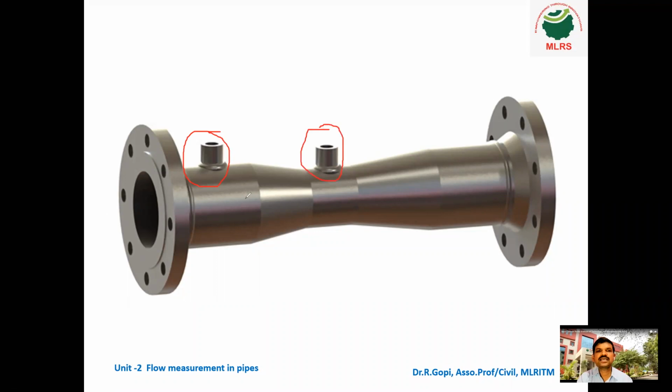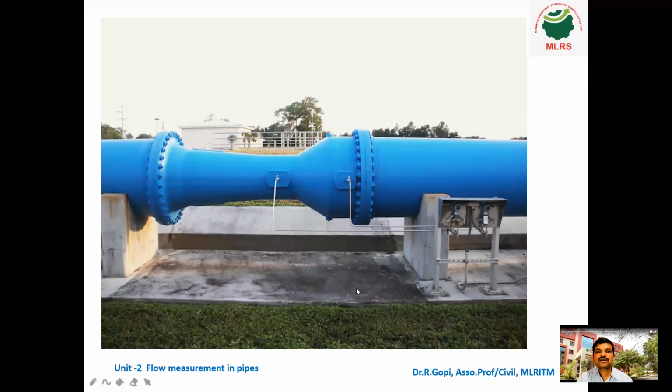You can see here, this is the convergent part. This is convergent, this is the throat, and this is divergent. This is the inlet of the fluid and this is the outlet. So these two holes are used to connect the manometer to measure the pressure drop.